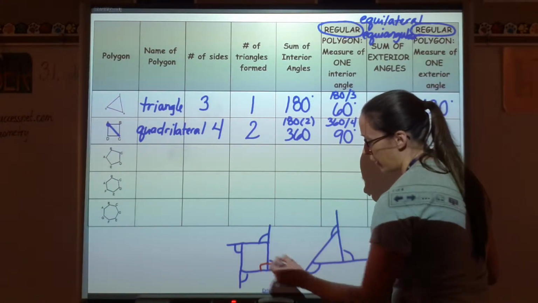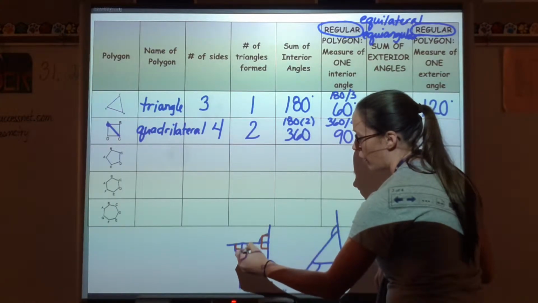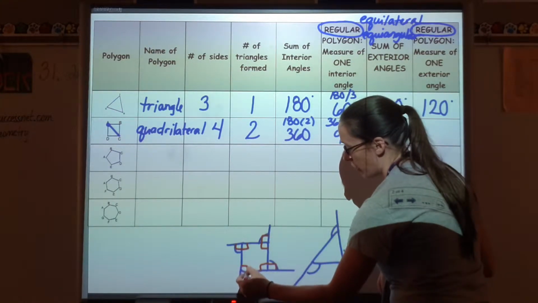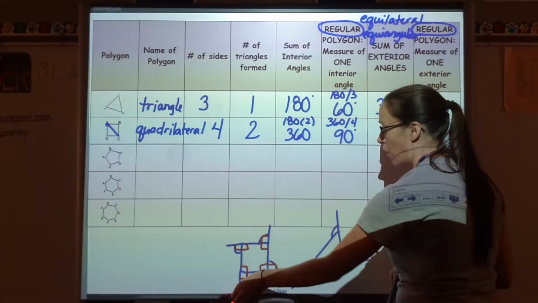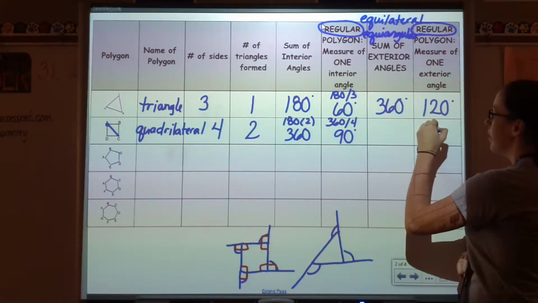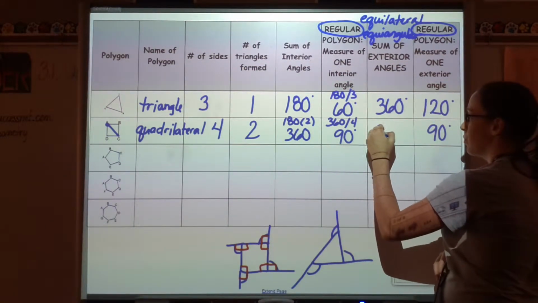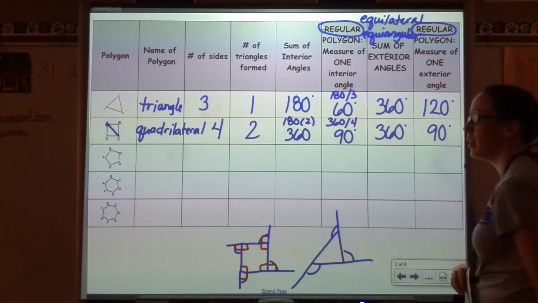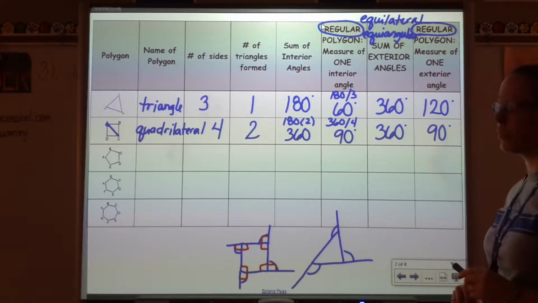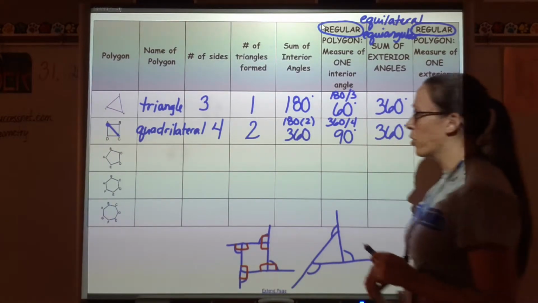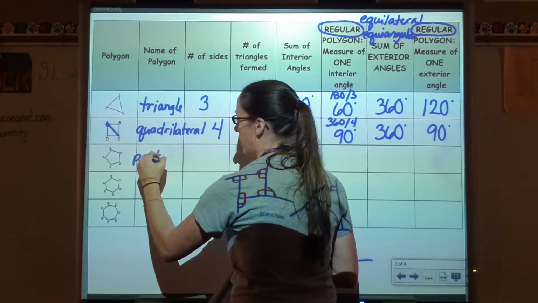So if that's 90, I have another 90 relationship, another 90 relationship, and another 90. 4 90-degree angles on the outside gives me 90 degrees for each exterior angle, and 90 times 4 giving me an exterior sum of 360 again. That's something. Let's add one more side. 5 sides, you know what that is. Go ahead and jot that down. Pentagon.